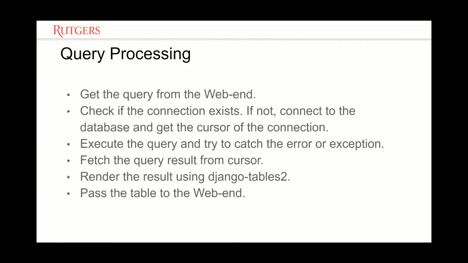If no exception is captured, we can fetch the query result from the cursor. Here we limit the fetch size to 1000 records because we want to make sure our web server is robust, even if the query result is hard to show at one time. Finally, we render the result using the Django tables tool and pass the table to the web end.